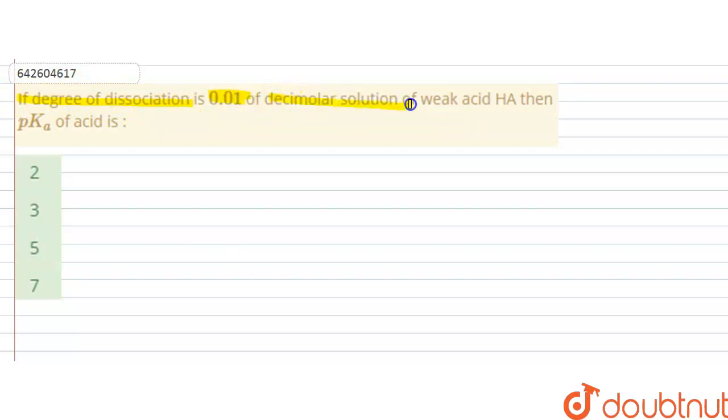Hello students, the question is, if degree of dissociation is 0.01 of decimolar solution of weak acid HA, then pKa of the acid is? So in this question, we are given the degree of dissociation, that is 0.01, and decimolar solution is given. Decimolar solution is 1 by 10 molar, that is 0.1 molar solution of weak acid. So we have to calculate pKa of the acid.